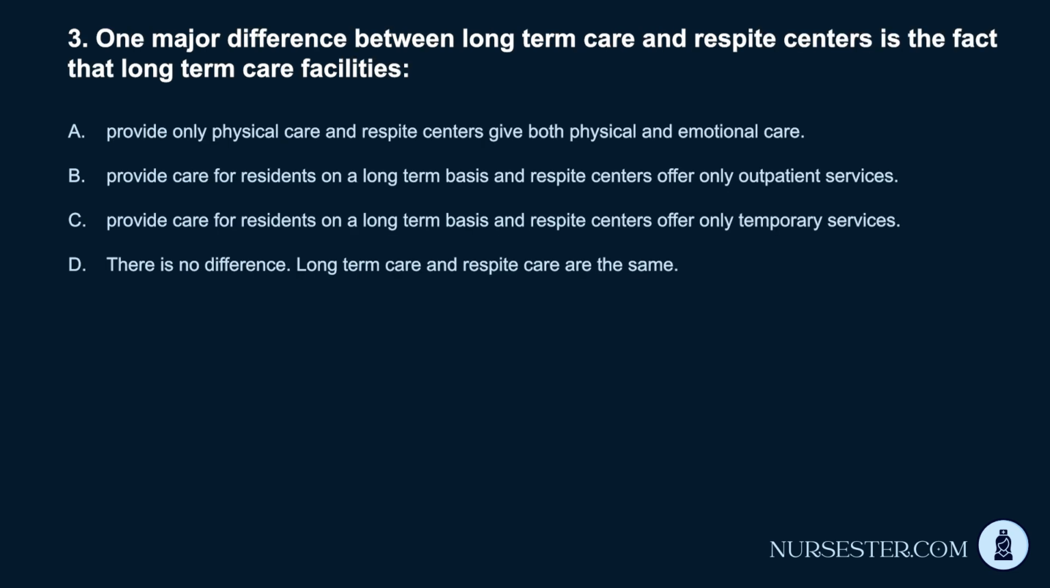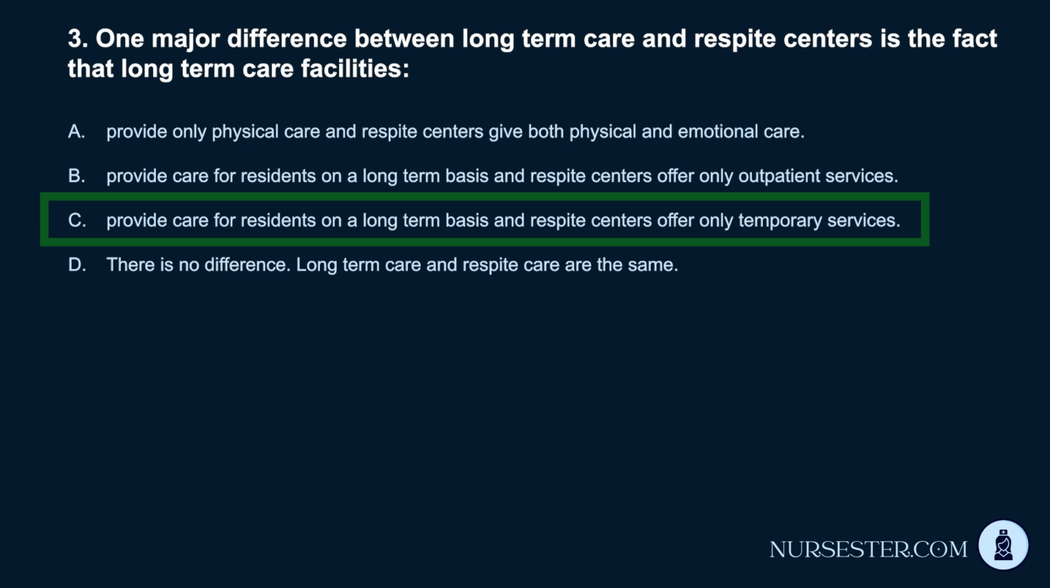3. One major difference between long-term care and respite centers is the fact that long-term care facilities A. Provide only physical care and respite centers give both physical and emotional care. B. Provide care for residents on a long-term basis and respite centers offer only outpatient services. C. Provide care for residents on a long-term basis and respite centers offer only temporary services. D. There is no difference. Long-term care and respite care are the same.